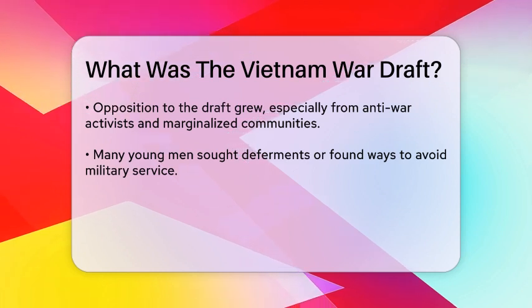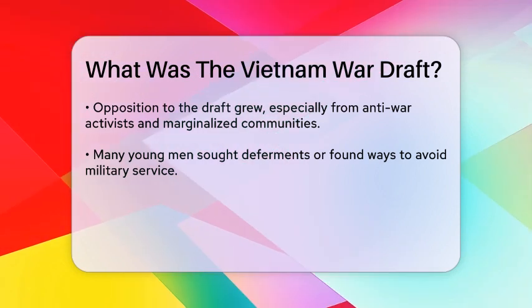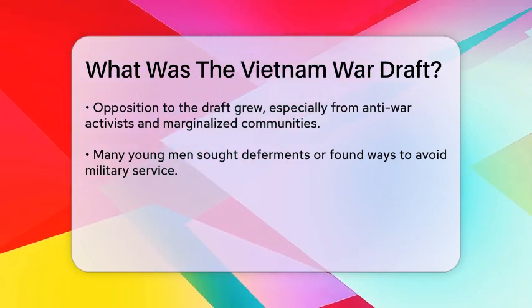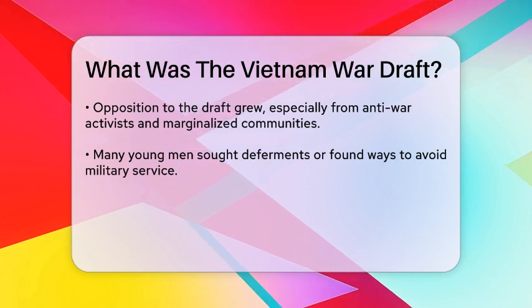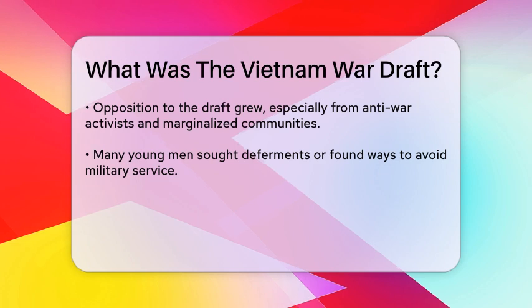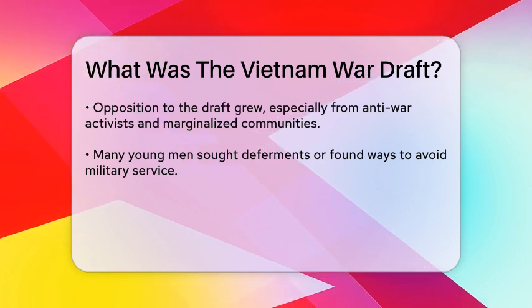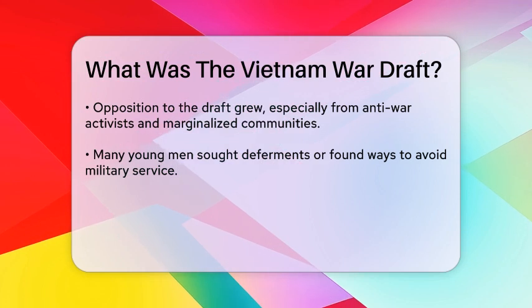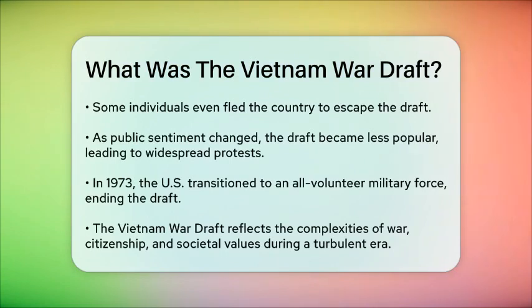Many young men sought ways to avoid the draft, including applying for deferments based on education, health, or family obligations. Some even fled the country to escape military service. As the war progressed and public sentiment shifted, the draft became increasingly unpopular. Protests erupted across the nation, with many people advocating for an end to the draft and the war itself.